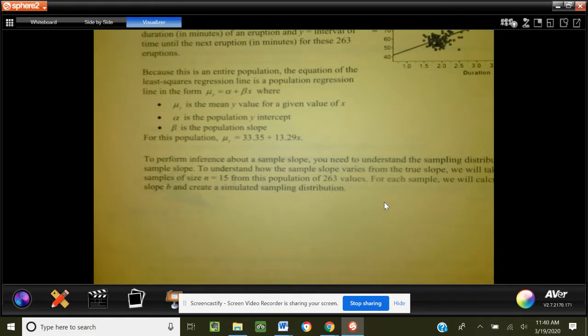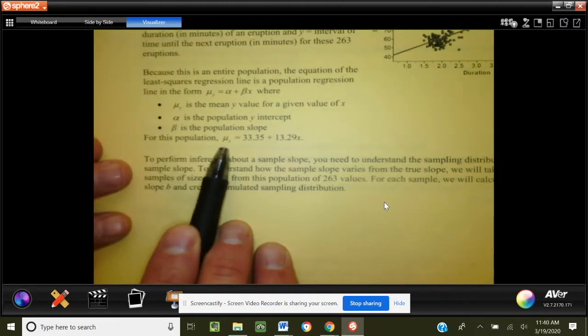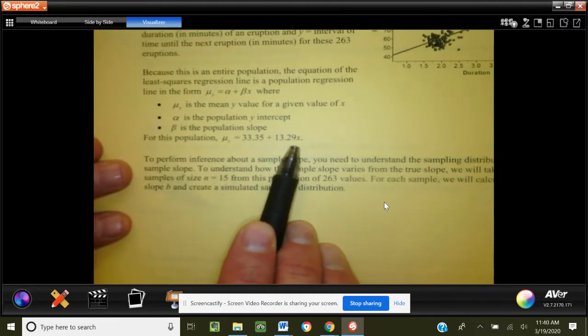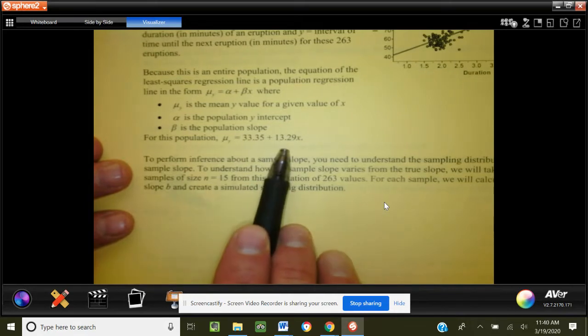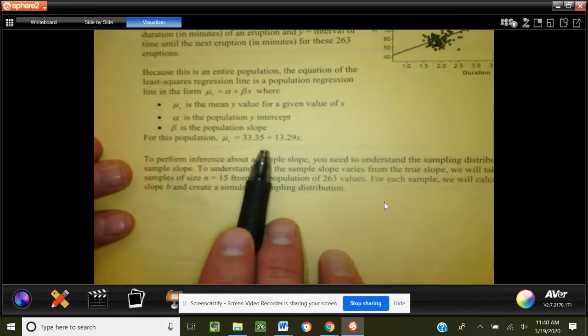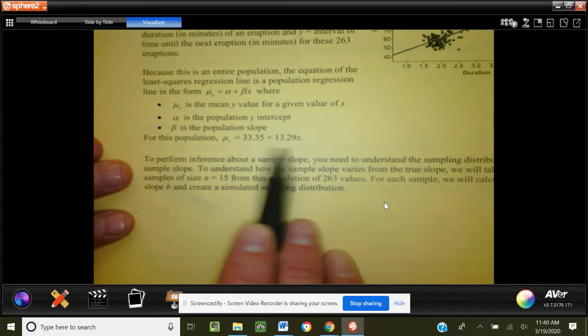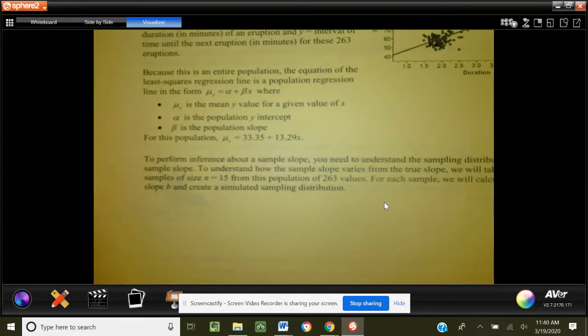All right. For this particular data, they're telling us that, okay, the mean of the y's for a particular x can be defined by this linear equation, where 33.35 is alpha, your y-intercept, and 13.29 is your slope, beta.